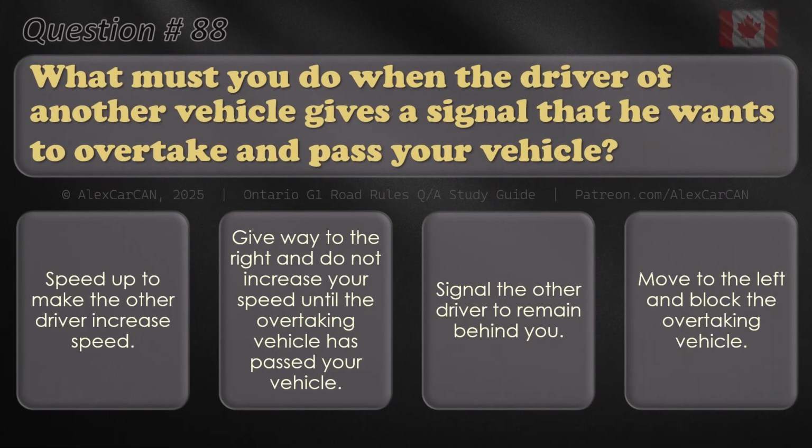Question number 88. What must you do when the driver of another vehicle gives a signal that he wants to overtake and pass your vehicle? Speed up to make the other driver increase speed. Give way to the right and do not increase your speed until the overtaking vehicle has passed your vehicle. Signal the other driver to remain behind you. Move to the left and block the overtaking vehicle. The correct answer is: give way to the right and do not increase your speed until the overtaking vehicle has passed your vehicle.